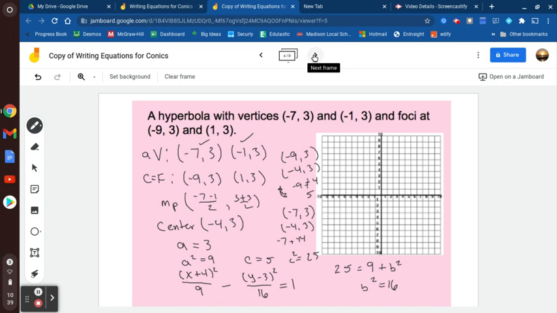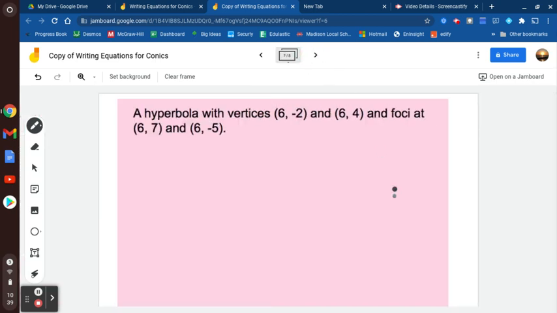All right, let's try another one. So another hyperbola. And I don't know why I didn't write the vertices like this. So 6, -2, 6, 4. And the foci, 6, 7, 6, -5. Do you want to try it first before I do it?